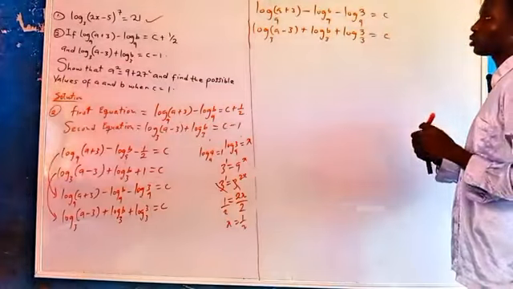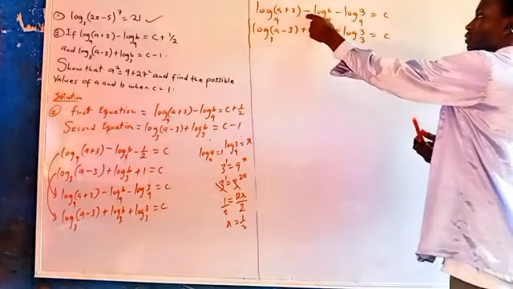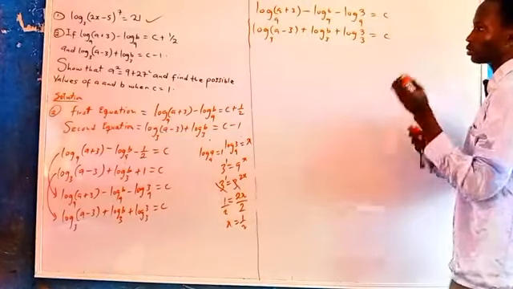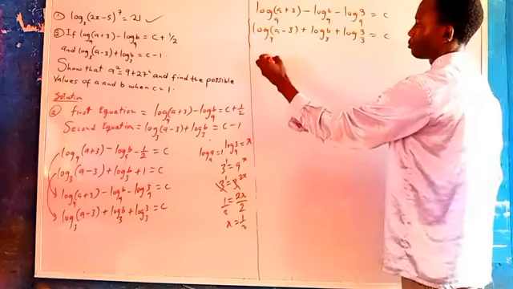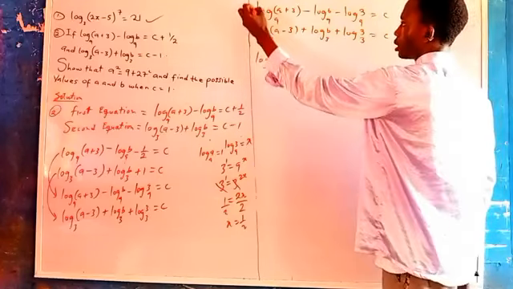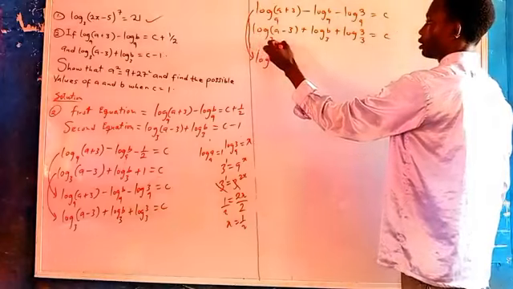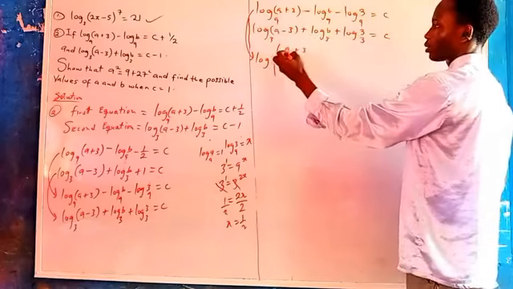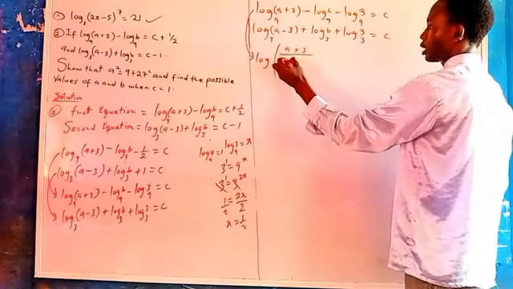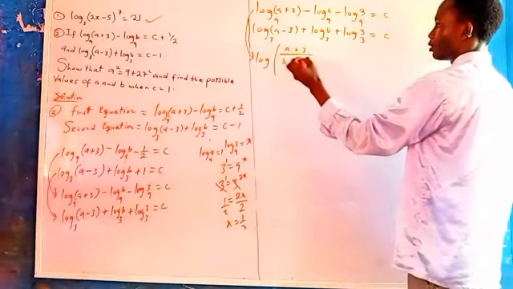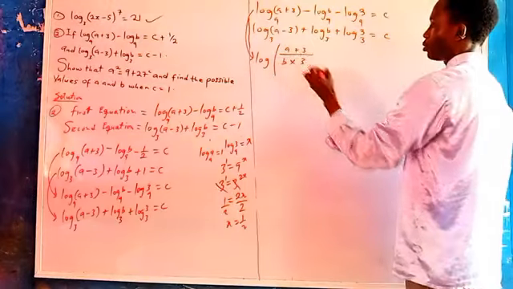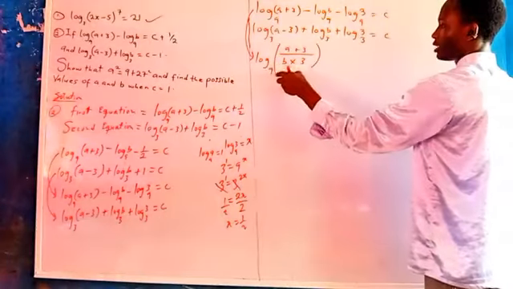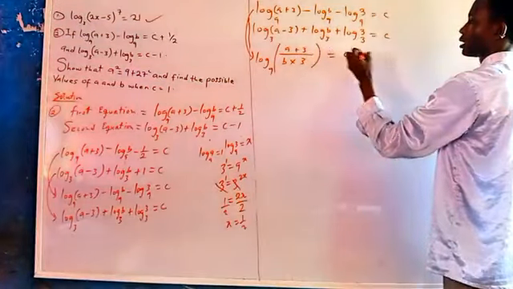According to the law of logarithm, minus means division and plus means multiplication. So now I'm having log of (a plus 3) divided by b, and also divided by 3, so that's two divisions. Don't forget this is base 9, that's very important, equals c.